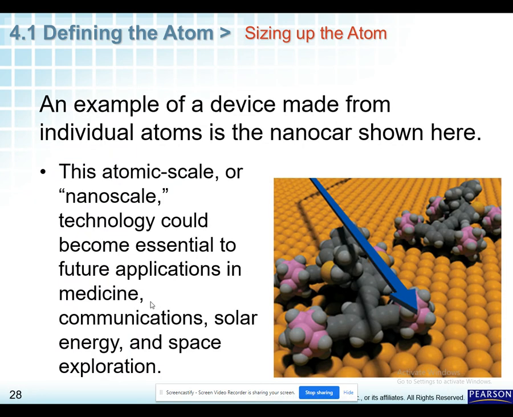The last couple of slides touch on an example of this type of technology, the nanocar. This atomic-scale or nanoscale technology can become very essential in future applications within medicine, within communication such as cell phones, even solar energy, and when we go up to space to visit different planets.